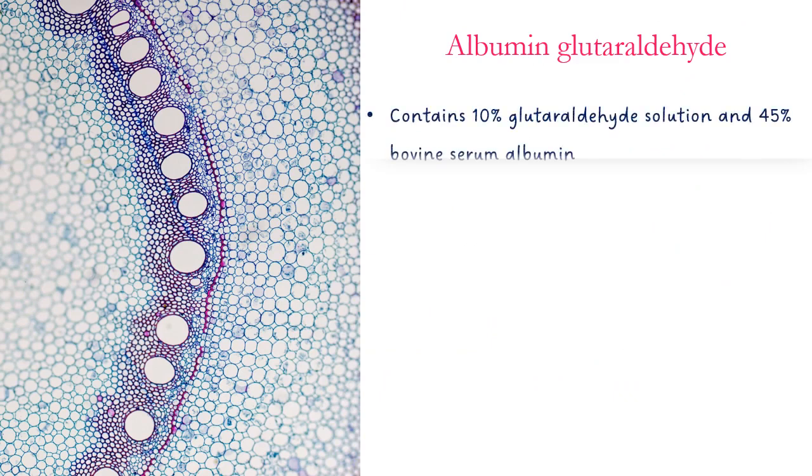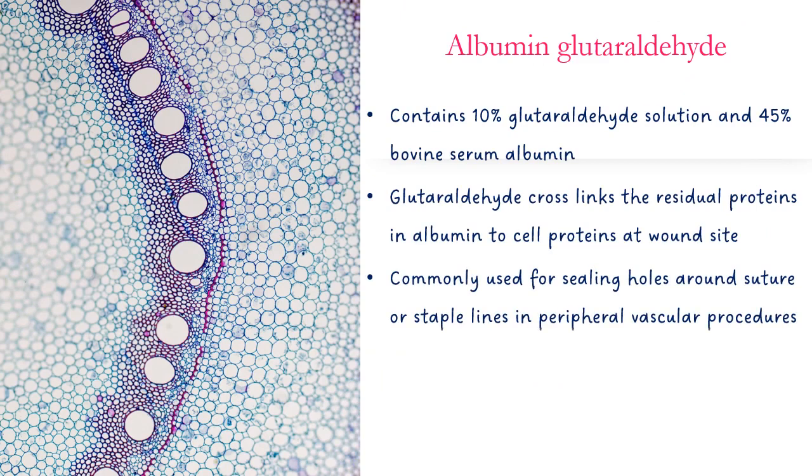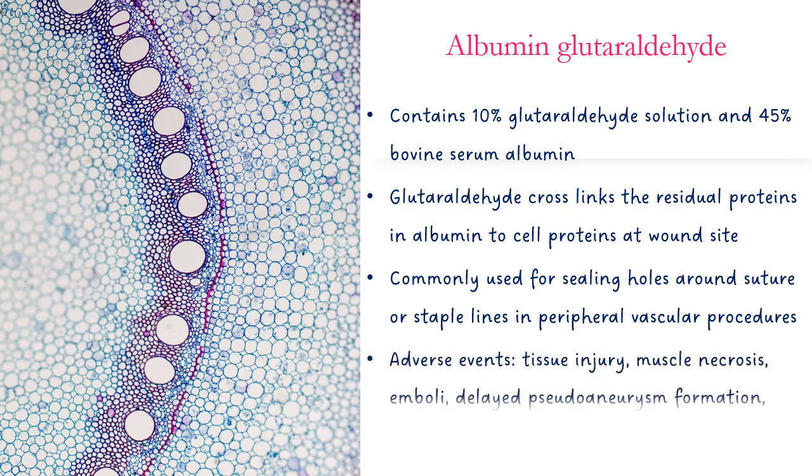Albumin glutaraldehyde contains 10% glutaraldehyde solution and 45% bovine serum albumin. The glutaraldehyde cross-links the residual proteins in albumin to cell proteins at the wound site and forms a tough scaffold to which clot can adhere. It is commonly used for sealing holes around sutures or staple lines in peripheral vascular procedures. The adverse events with the use of albumin glutaraldehyde are tissue injury, muscle necrosis, formation of emboli, delayed pseudoaneurysms, and sensitivity to glutaraldehyde.